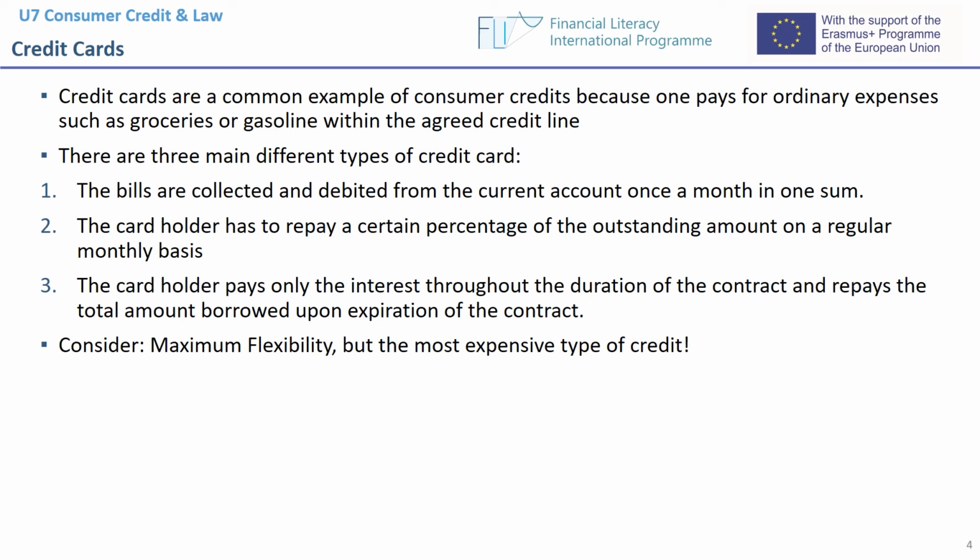First, the bills are collected and debited from the current account once a month in one sum. Second, the cardholder has to repay a certain percentage of the outstanding amount on a regular monthly basis. Third, the cardholder pays only the interest throughout the duration of the contract and repays the total amount borrowed upon expiration of the contract. Consider maximum flexibility, but the most expensive type of credit.